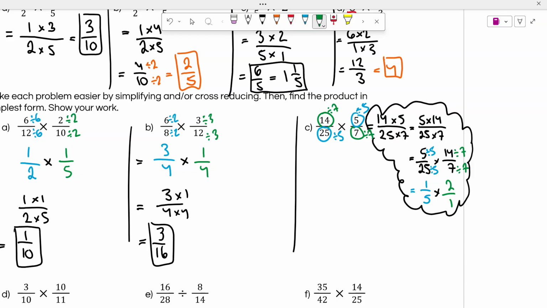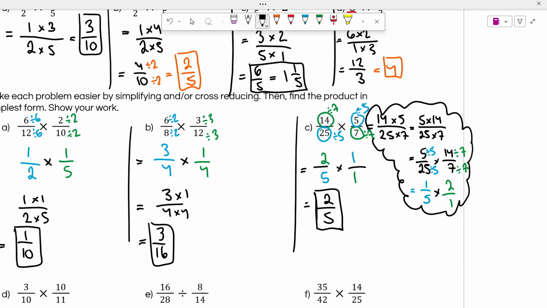Now on top, 14 divided by 7 gives me 2. On the bottom, 25 divided by 5 gives me 5. On the top, 5 divided by 5 gives me 1. And on the bottom, 7 divided by 7 gives me 1. And again, the point here is just to keep our numbers nice and small. And now 2 times 1 is 2, 5 times 1 is 5, 2/5 is already in simplest form.